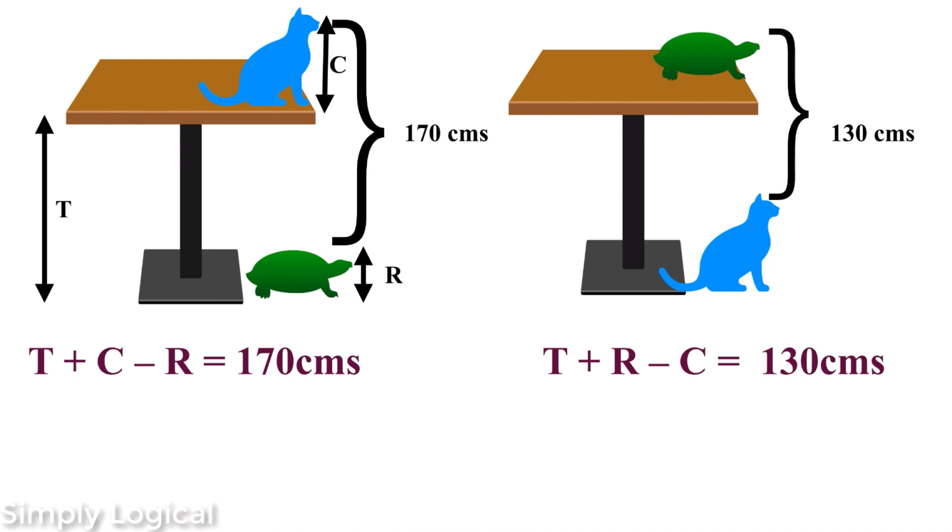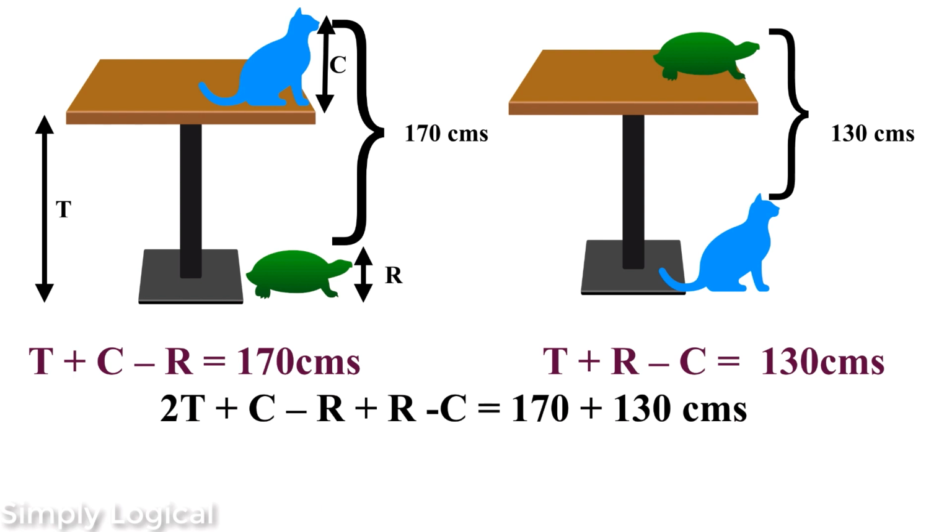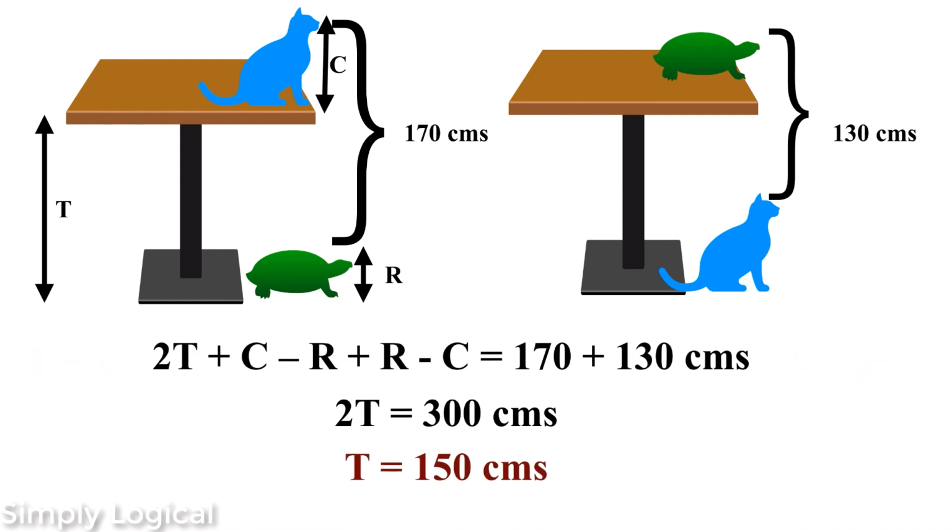Let's solve these equations by adding both the equations, which results in T plus T, which is 2T, plus C minus R plus R minus C equals to 170 plus 130 centimeters. In the equation, we can cancel plus R minus R plus C minus C. Finally, it results in 2T is equal to 300 centimeters and finally T is equal to 150 centimeters.